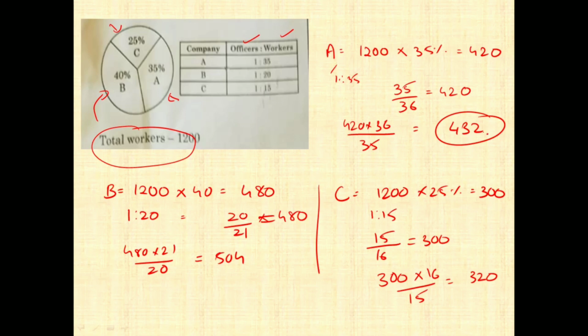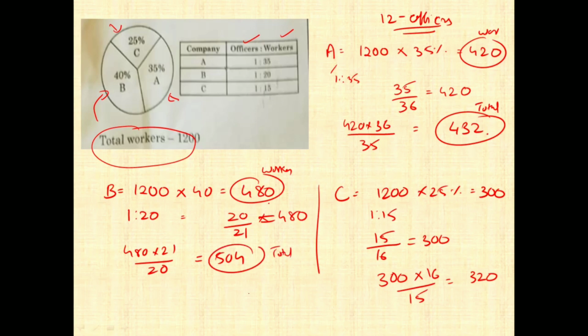So out of 432 total employees, 420 are workers. So it definitely means that 432 minus 420, that is 12, are the officers in company A. In the same way, if you see in company B, out of 504, 480 are workers. So these are the workers in the company, and this is the total of company B. Therefore the difference, 24, are the officers in the company. And for company C, 300 are the workers, 320 is the total employees. The difference is 20, who are the officers in the company.